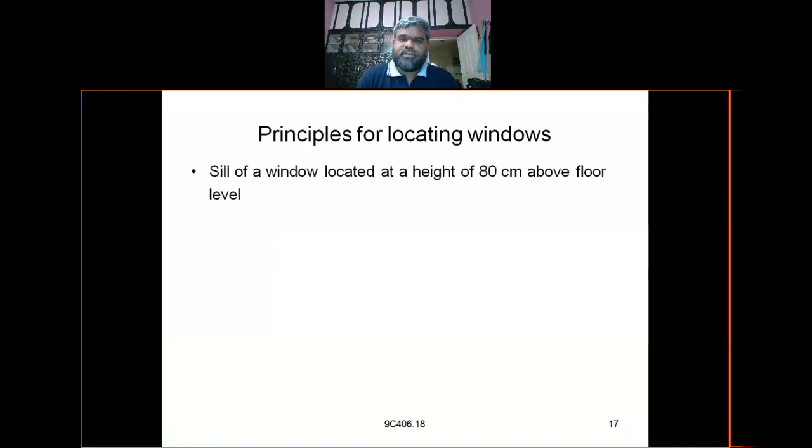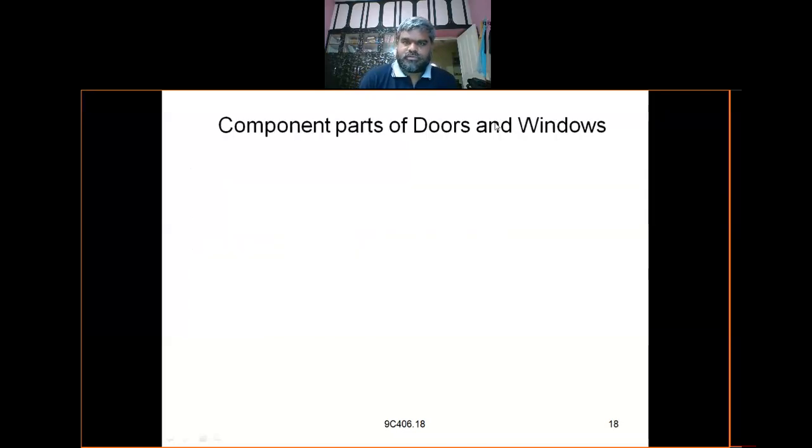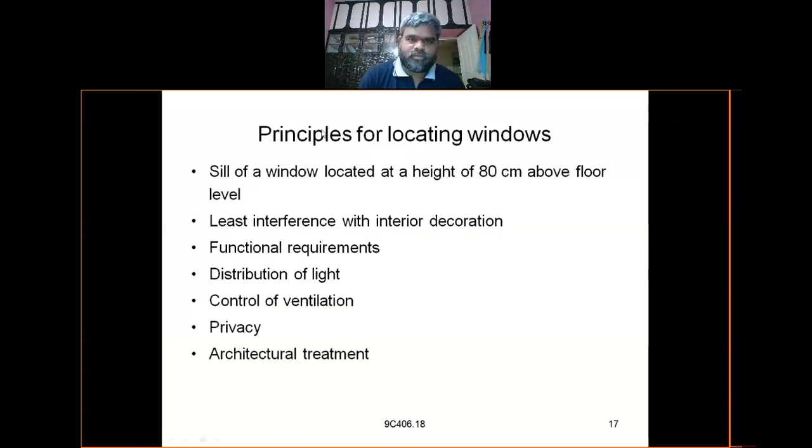And principles of locating windows you can also see. The sill of a window is located at a height of 80 centimeters above floor level, with least interference with the interior decoration and functional requirements. The distribution of light should be equal in the room, and more light should come into the room, and there should be no dark space, right?